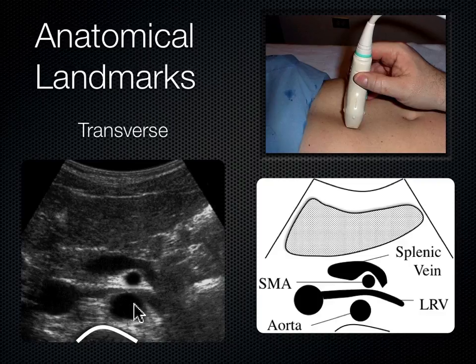Now, moving anteriorly, what vessel is this right here? It's bringing blood out to the intestines. It's a branch off the aorta. It's called the SMA, or superior mesenteric artery, and it looks like a mantle clock over here.